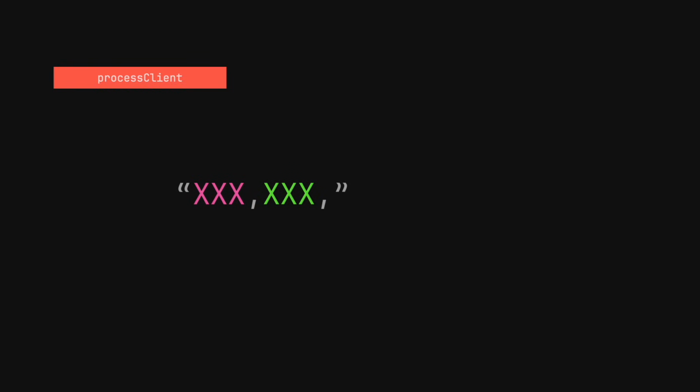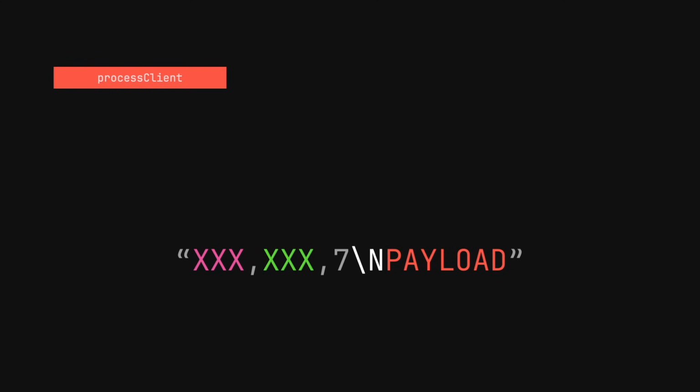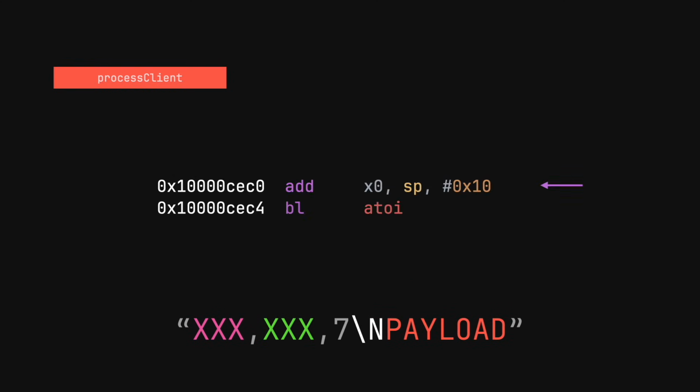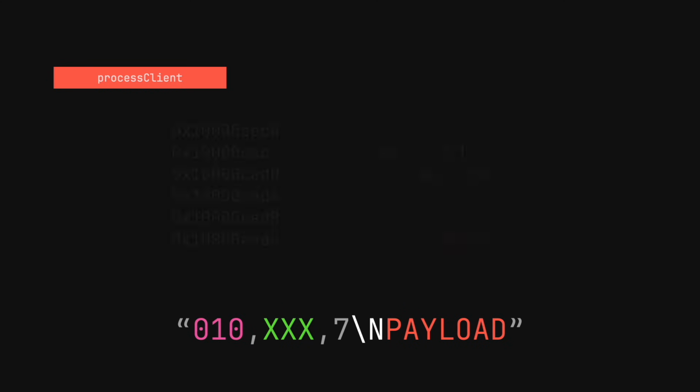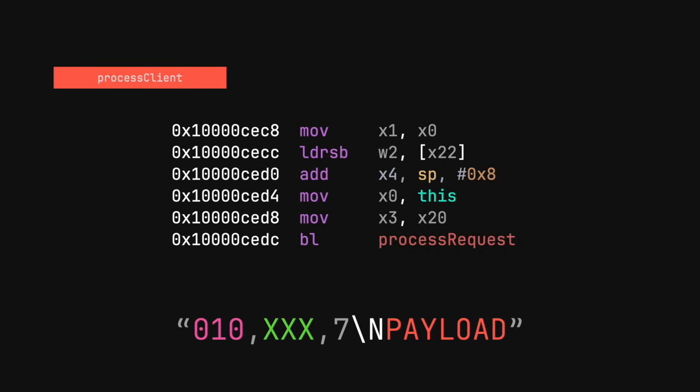Now let's imagine that we have a payload of size 7, and let's continue the execution. We have another clue here. The first part of the command is passed to the A2I function, which means this is a number. Next, the process request function will be called. The first part of the command will be taken as second argument, the second part of the command will be taken as third argument, and the extra payload will be passed as fourth argument.